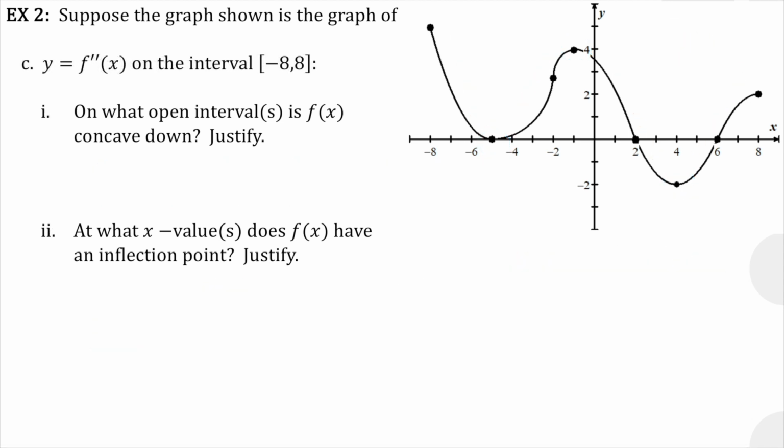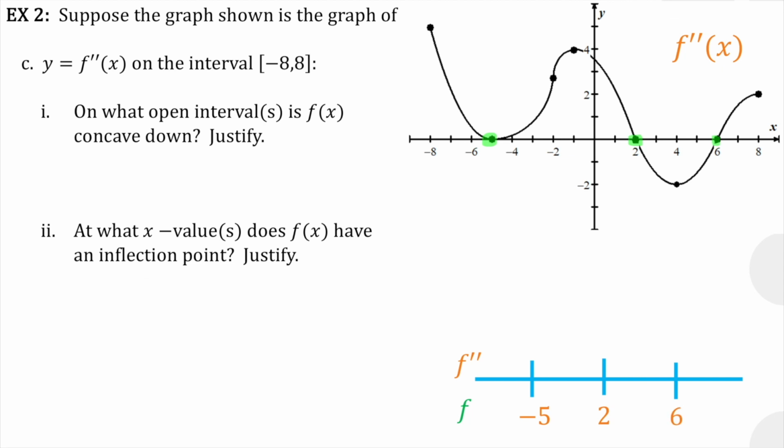Okay, now another perspective. This graph is now the double prime graph. It's the second derivative graph. So once again, let's get our picket fence. And looking at this from the perspective of a double prime, the zeros are just going to be where it touches or crosses the x-axis. So -5, 2, and 6.